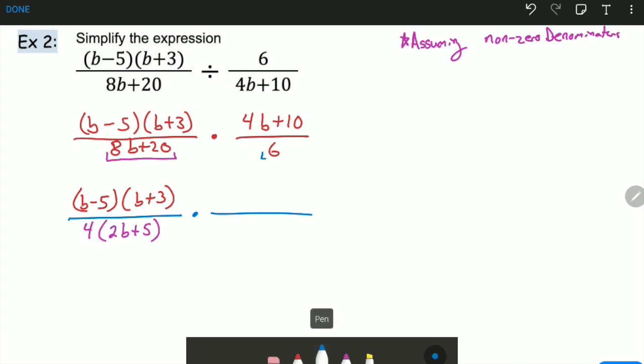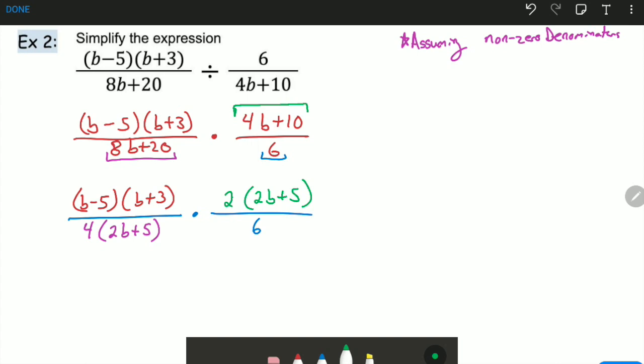The bottom right with the 6, well, 6 is not a polynomial, so we cannot factor it in the polynomial sense. When I say factor in these problems, I'm referring to factor as a polynomial. I can technically factor 6, but not as a polynomial. And now up top, 4b plus 10, there's a common factor of 2 that goes into both, giving me 2b plus 5.